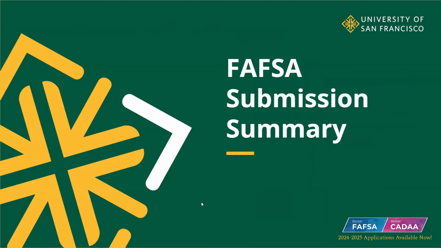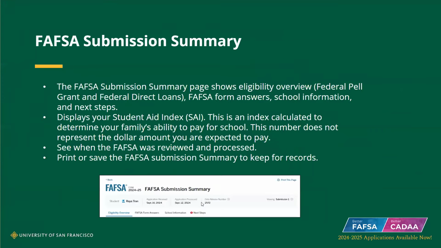Okay, so let's talk about that FAFSA submission summary that I just mentioned. The FAFSA submission summary page shows an overview of eligibility. It'll say the student is potentially eligible for federal Pell Grant and federal direct loans. This information is based on the answers from the FAFSA. I do want to provide a caveat here. It's based on the answers that you provide. If at any time the school determines that the answers to the questions that you provided are inaccurate, it could change your eligibility. So that's why this is just an estimate of what you could potentially be eligible for.